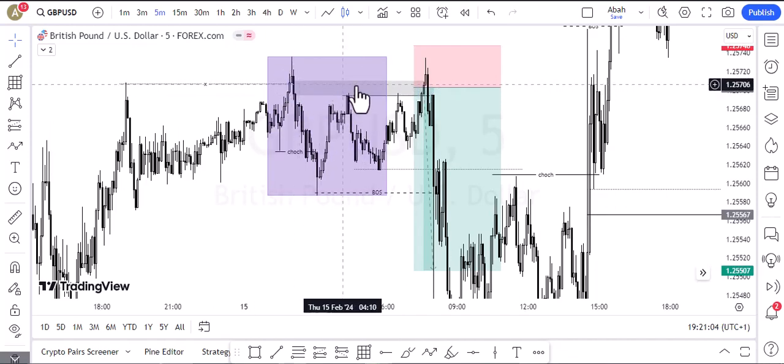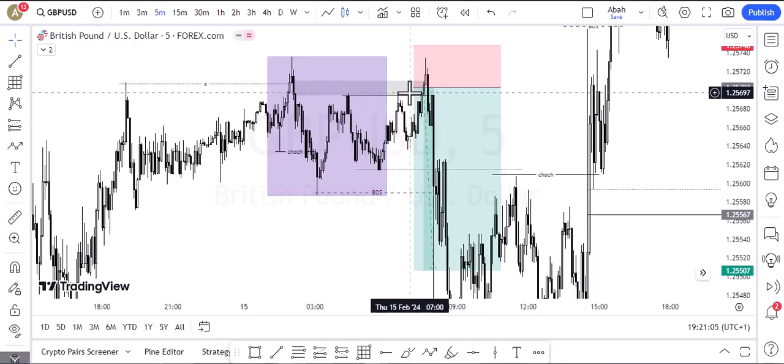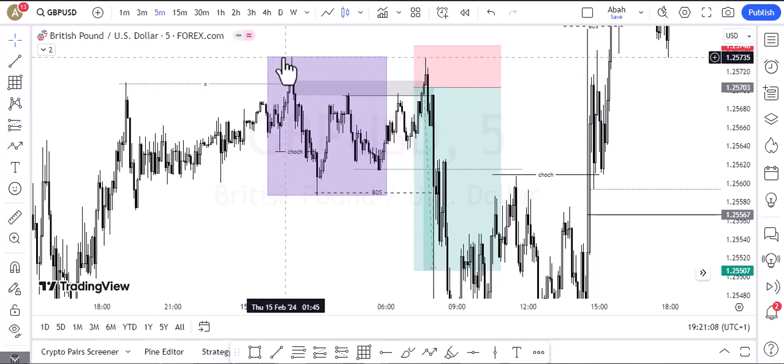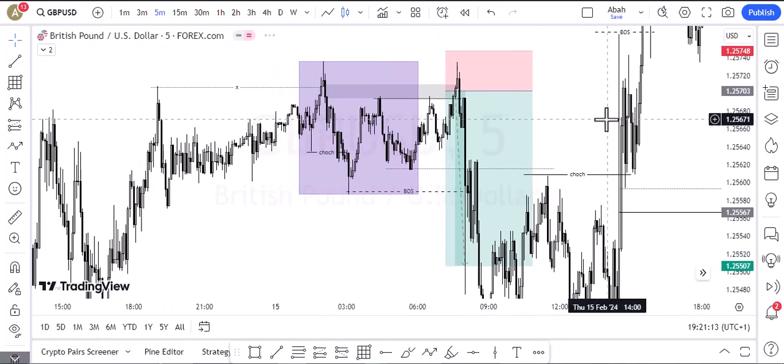See this fair value gap here. You place your trade on the middle of the fair value gap, you cover the high, and look at exactly what happened. It just dropped, like a massive drop.